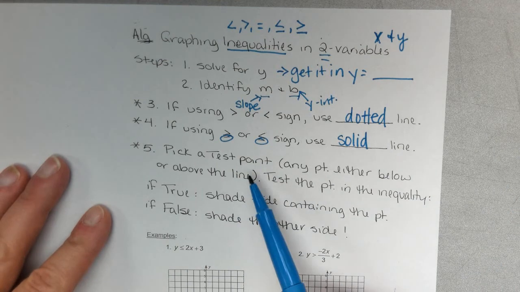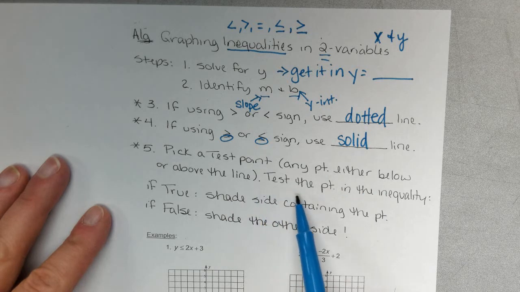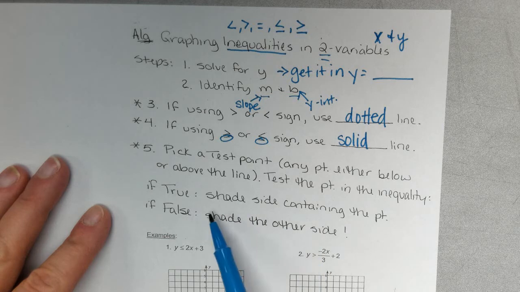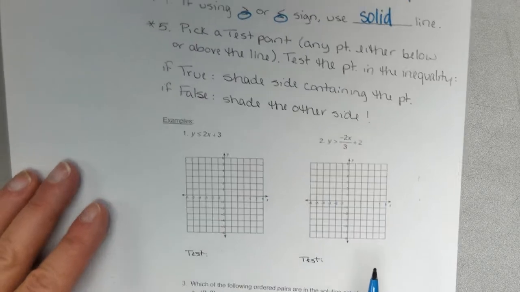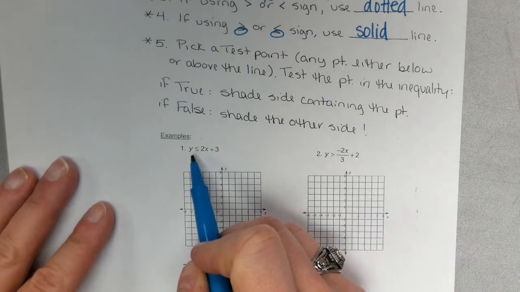Number 5 is to pick a test point. Pick a point either below or above the line. Test the point in the inequality, and if it's true, shade the side containing the point. If it's false, shade the other side. So let's look at how this would work, okay? Let's put all these steps into action. So here is our example.